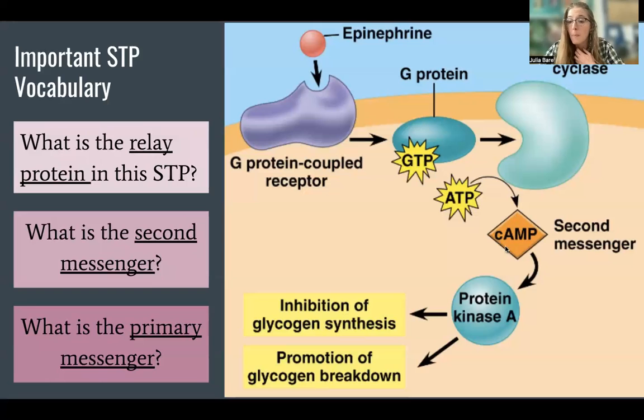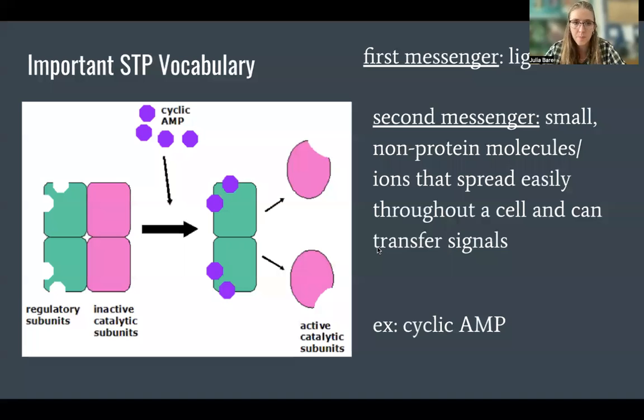So what cyclic AMP is actually is ATP with a cyclic molecule attached to the ATP, and then two phosphates are removed. So it becomes monophosphate instead of triphosphate. So that's the second messenger. And then what is the primary messenger in this pathway? Well, the primary messenger is going to be epinephrine. Epinephrine is going to be the initiator of this pathway. And we're going to come back to this diagram in a moment when we start talking a little bit more about the fight or flight response.